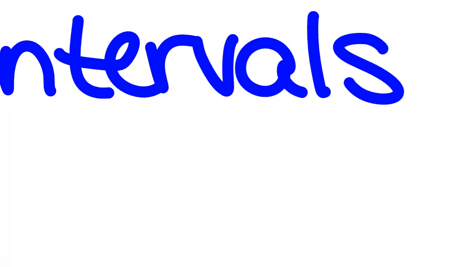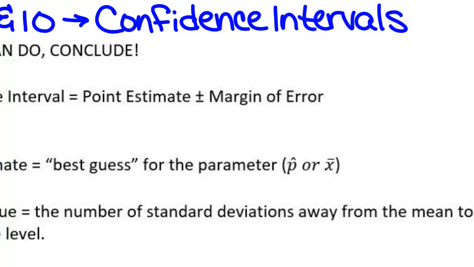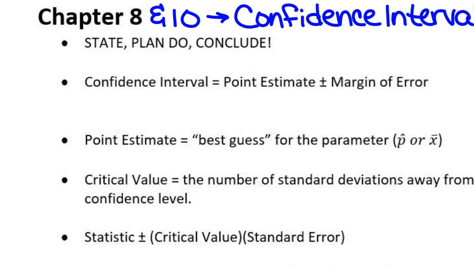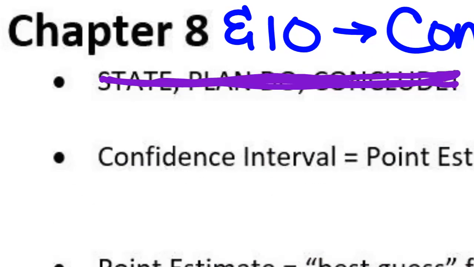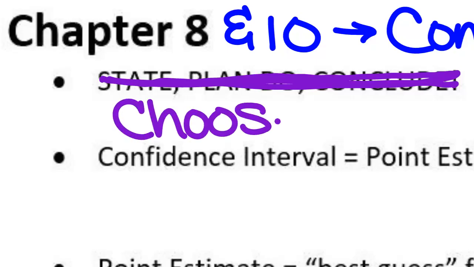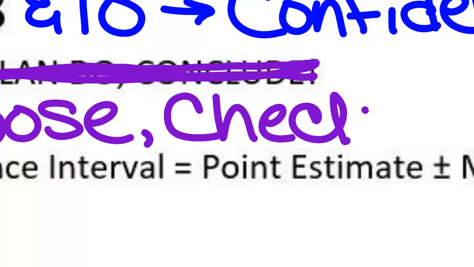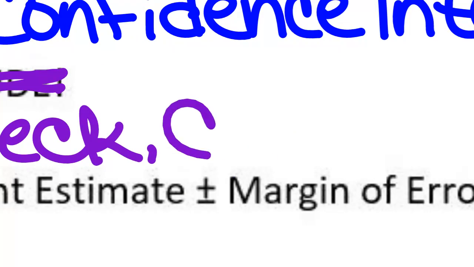All right. So talking about confidence intervals, we did not do state plan do conclude. That is an old method that we used to use to structure confidence intervals and significance tests. What do we use? What's our 4 C's? Choose, check, calculate, and conclude.